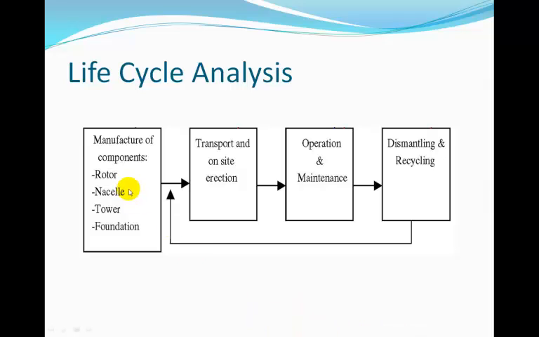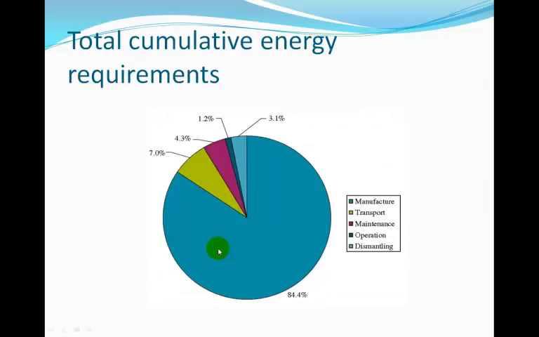So in the construction phase, you have the manufacture of components: rotor, tower, and foundation. These are transported to the site for erection, and there it is operated and maintained. Eventually, when the wind turbine is to be decommissioned, it is dismantled and recycled for more parts. And the total cumulative energy requirements to do this are as follows.